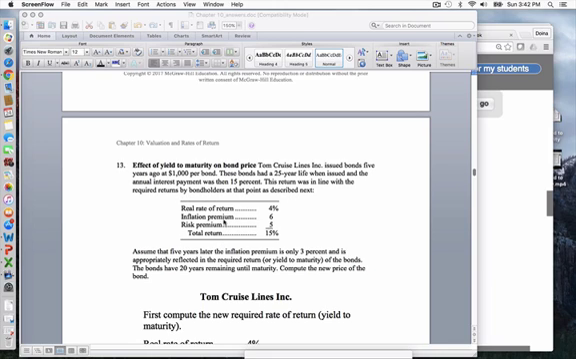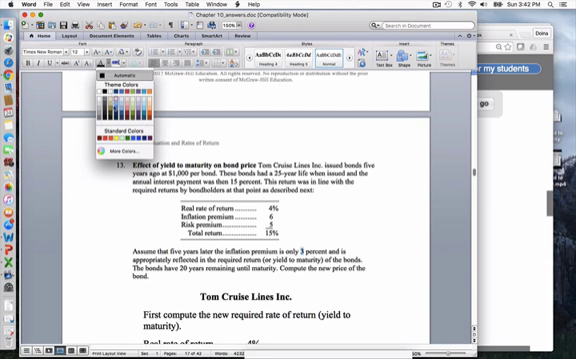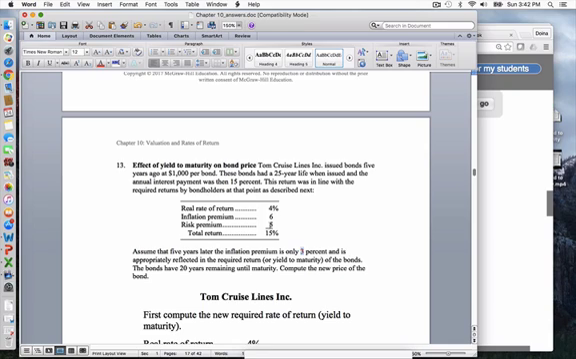And this is how it was split into the three factors. Assume that 5 years later, inflation premium is only 3%. So now, instead of 6%, here we have 3%. That means the total return is going to go down by 3%. 6 minus 3, 3%. So the total return is going to be 12%. That's the new yield we are going to use when calculating the new present value of this bond.